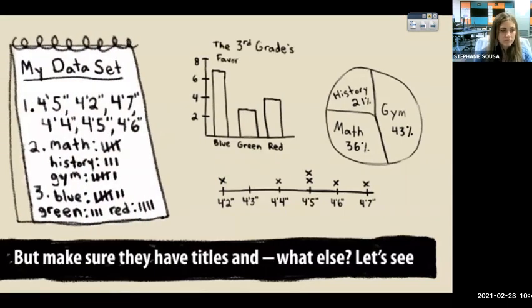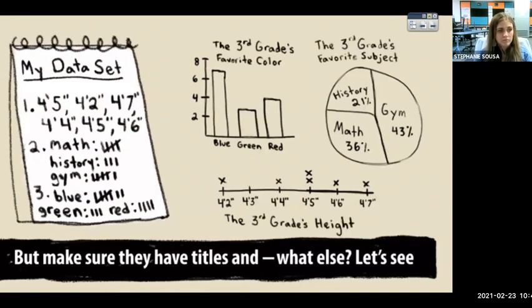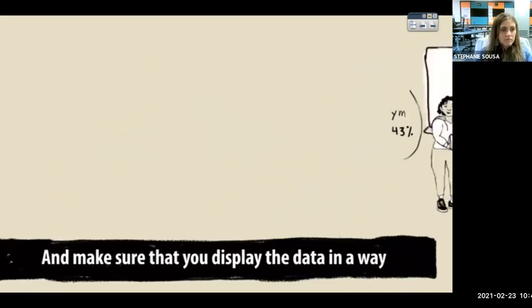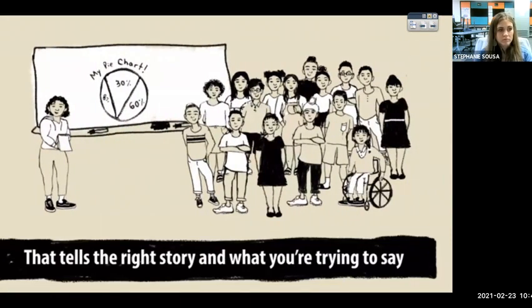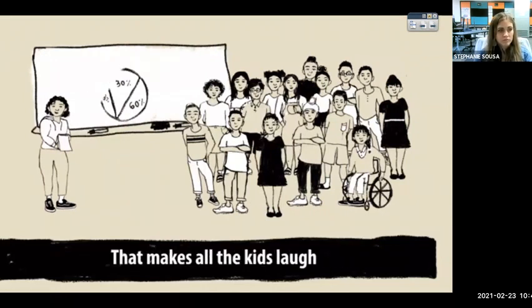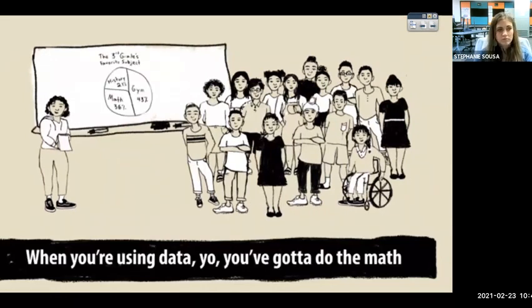Make sure they have titles. And what else? The X and Y axes must be labeled correctly. Make sure that you display the data in a way that tells the right story and what you're trying to say. You don't want to make a graph that makes all the kids laugh. When you're using data, you gotta do the math. That's data.